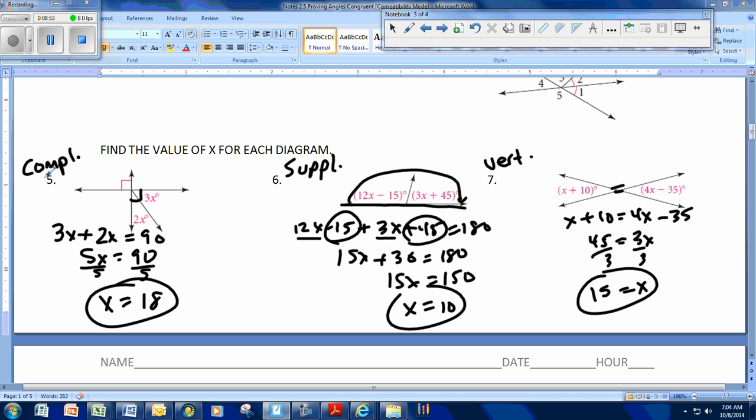So to review here, our special angle pairs. Complementary angles are two angles that add up to 90. Supplementary angles are two angles that add up to 180. And vertical angles are always going to be equal to each other.